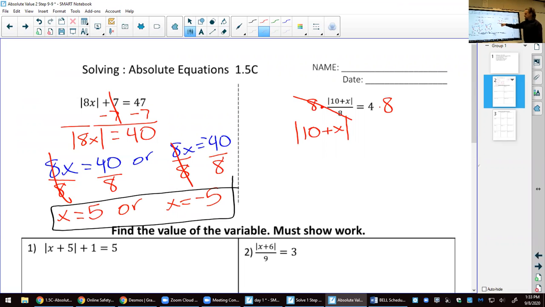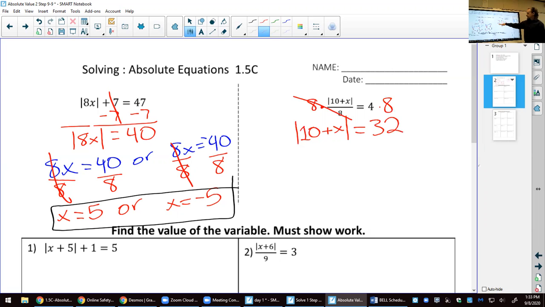If you need to turn this work in by hand, you might want to make the bars fancier, because otherwise it sort of looks like you write 110 if you don't make those bars pretty obvious. Just a heads up for you, because I know mine, I can't tell the difference sometimes. 4 times 8 is 32.